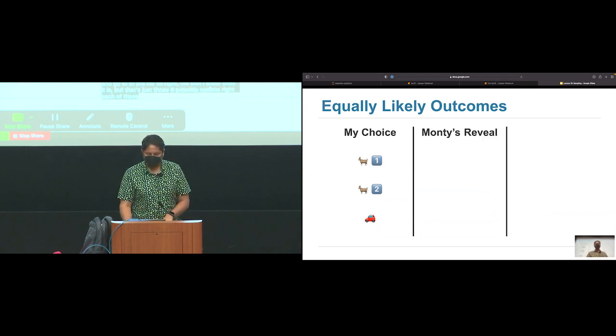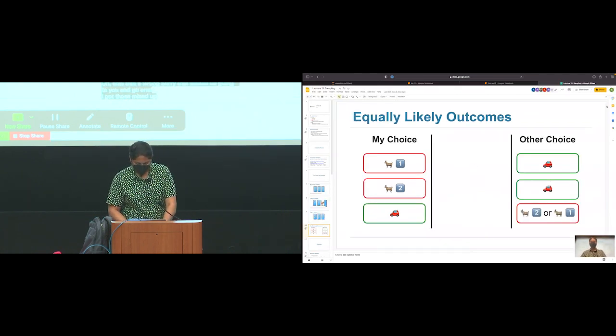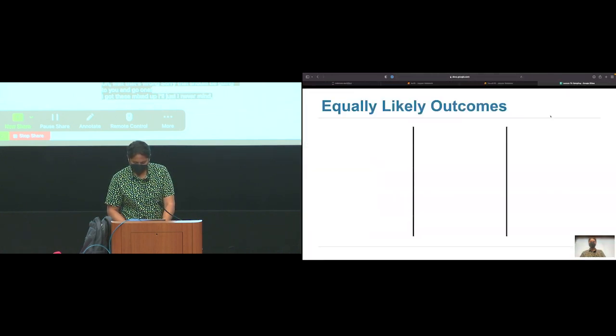And then what would the host do? He would reveal the door that has the goat behind it. So if you chose the first goat, let's say that's where your choice is right now, he's going to have to show you the door for goat 2. Oh, wait, that's wrong. Sorry, that should be goat 2 and goat 1. I got these mixed up. Okay, sorry. I got that totally wrong.